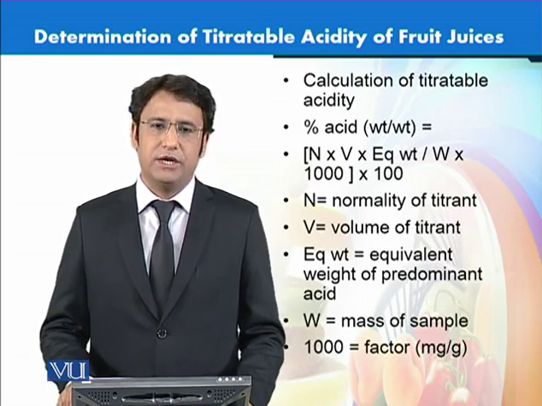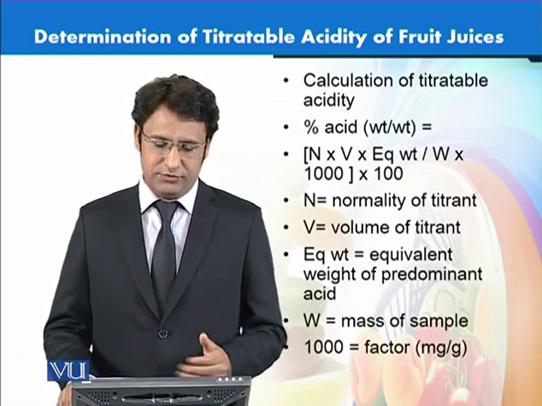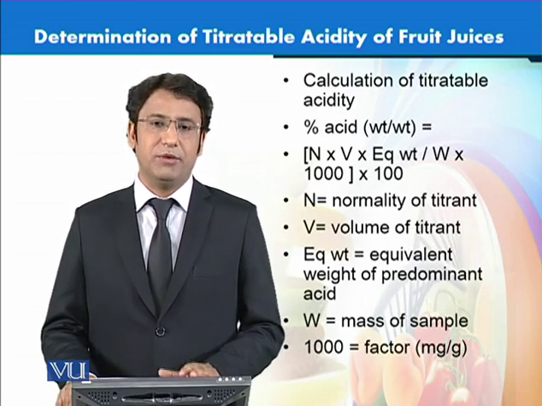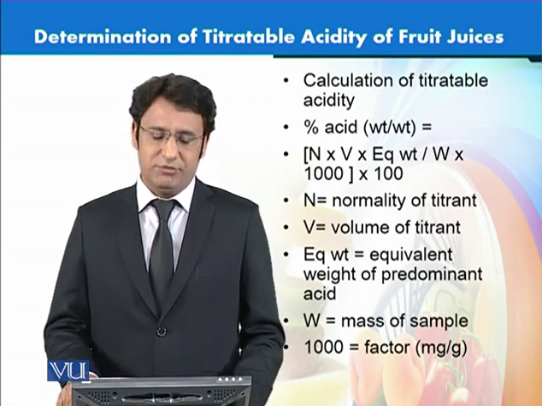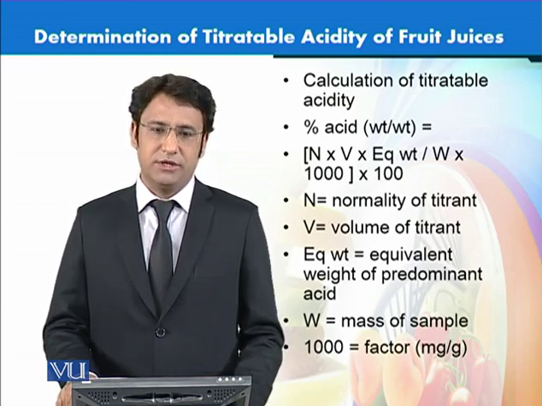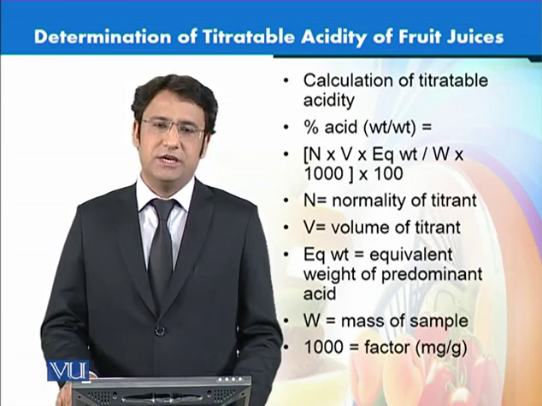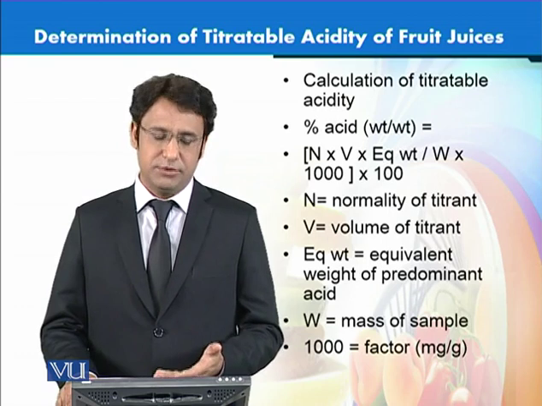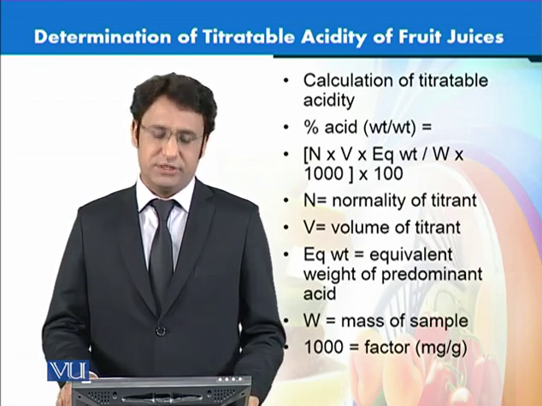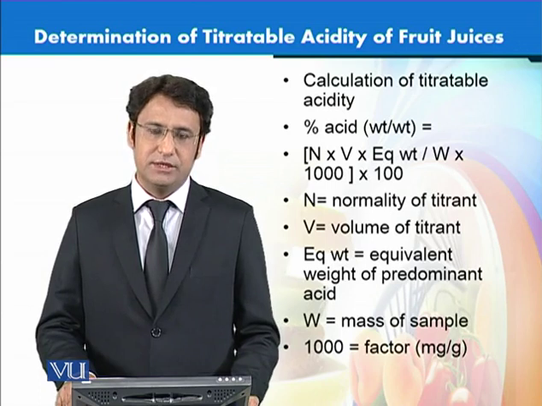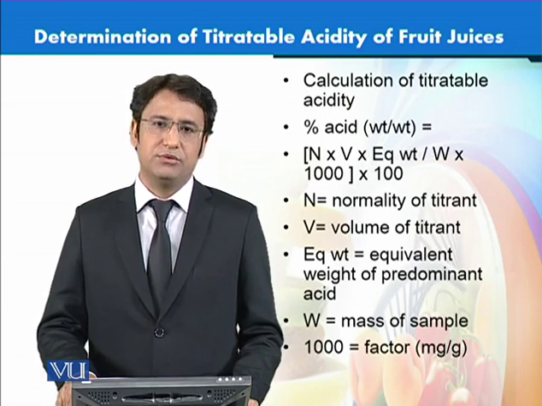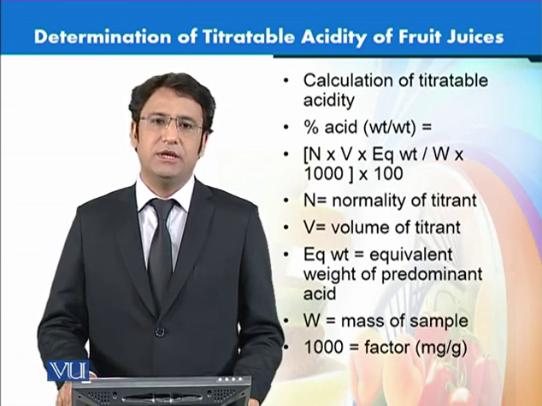If you look at the calculation of titratable acidity, this is the formula. This formula would give you the percentage of acid on a weight by weight basis. It is achieved by multiplying the normality of the titrant with the volume of the titrant and the equivalent weight of the predominant acid present in that specific food sample. It is divided by the mass of the sample, that is capital W here, and 1000 is a factor that would tell you the amount of acid in milligram per gram in the food sample.